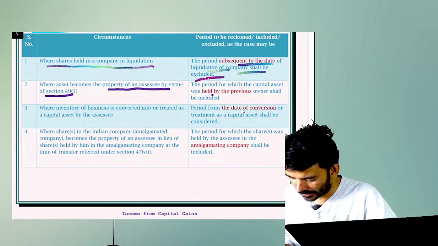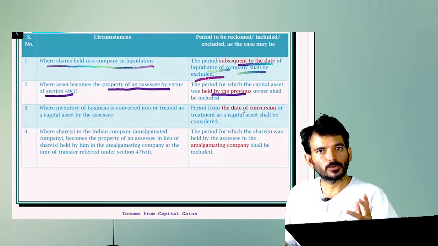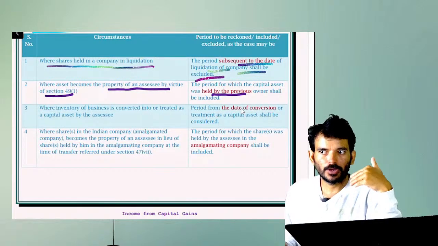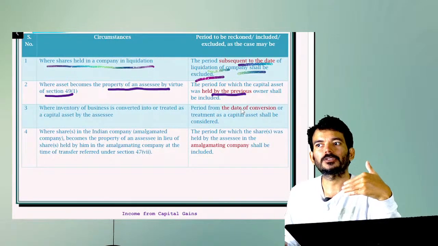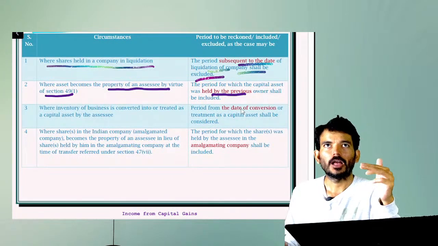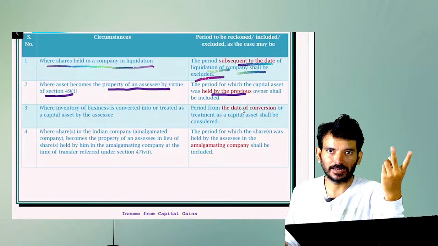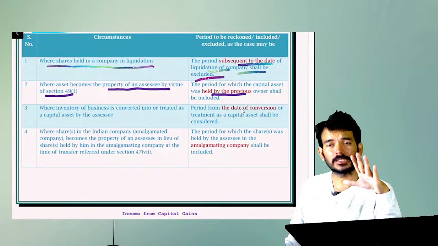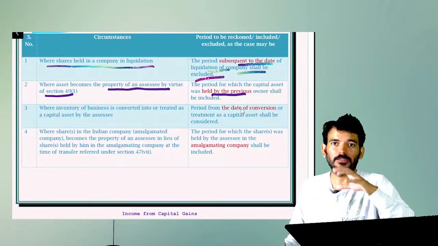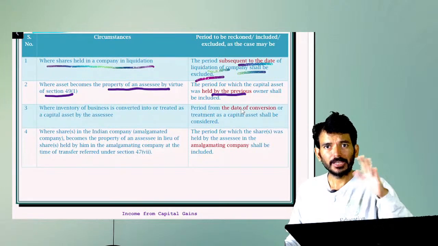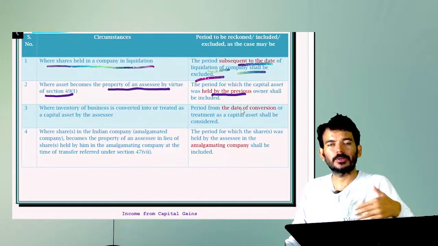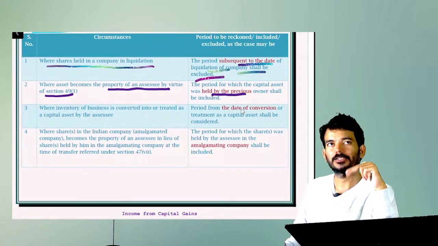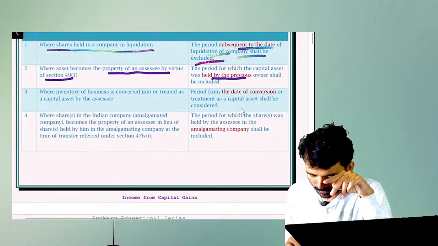So here you will take the period held by the previous owner, meaning if I am giving you a gift, I am holding it for 3 years and then I am giving it to you, and you are holding it for 2 years and then selling. So now if you want to calculate the period of holding, you should consider the period that I am holding the asset, okay? Period held by the previous owner also should be considered in calculating your period of holding to decide whether it is a short term or a long term, okay?